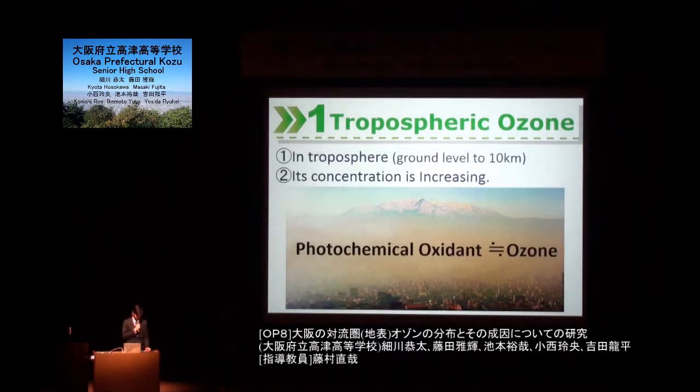First, what is tropospheric ozone? Tropospheric ozone is ozone in the troposphere, which lies between ground level and 10 km above the ground, and its concentration is increasing. Ozone causes damage to many living things, including human beings and plants. In addition, tropospheric ozone greatly contributes to global warming. Photochemical oxidants, which are famous as one of the materials causing air pollution, are said to exist within tropospheric ozone.